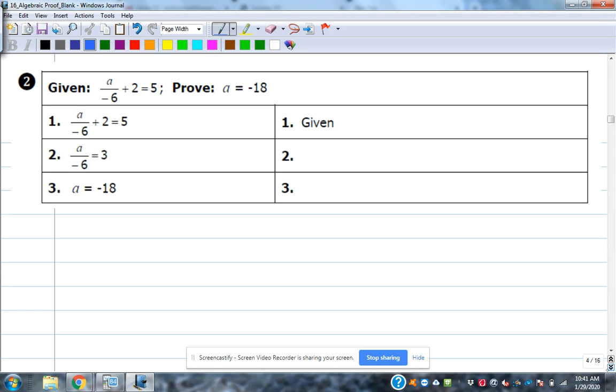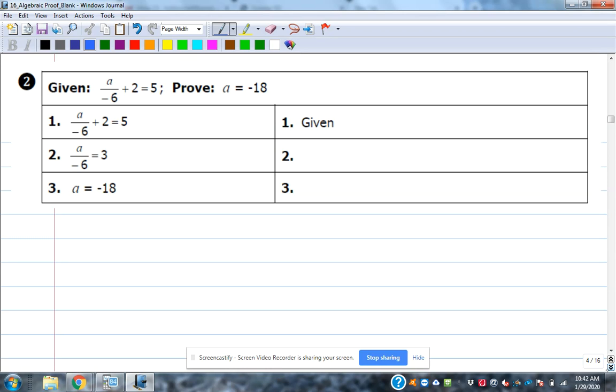Nothing to that. Let's look at number 2. A little bit more complicated looking equation, but stepwise, it's the same. So again, the first line should be the part you're given, and the first reason should be it was given. All right. We're asked to prove that a over -6 plus 2 equals 5. We're asked to prove that a is equal to -18.